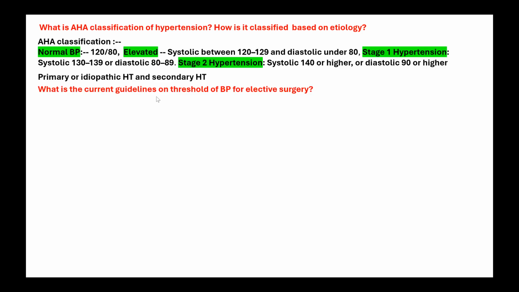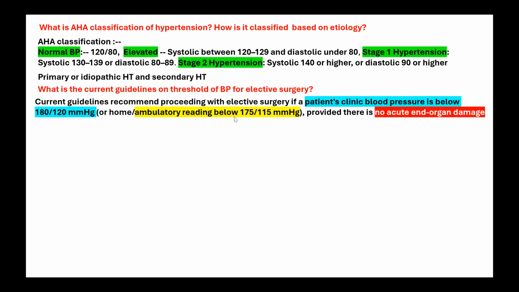What is the current guideline on the threshold of BP for elective surgery? Supposing a patient has a BP of 150/100, will you accept him or not? 150/100, sir. Current guidelines recommend a BP of 180/120. Up to that, you need not cancel the case.